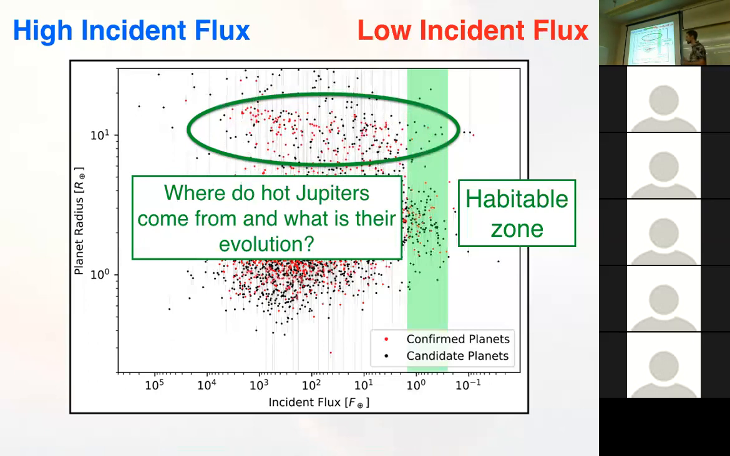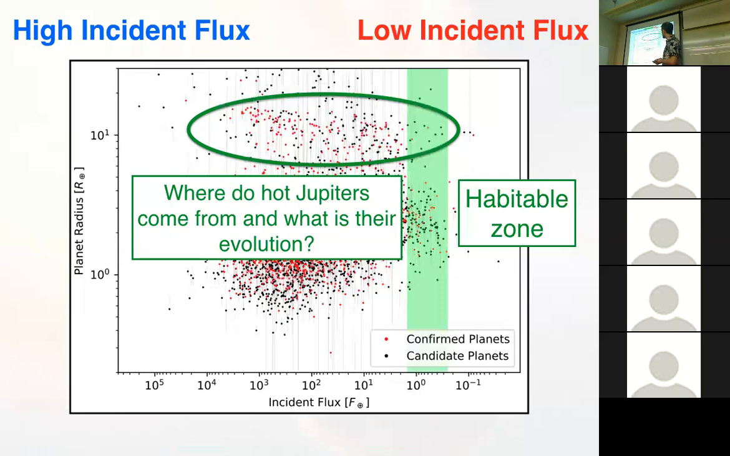We don't know how they came to where they are now. We don't know how they will evolve in the future. And it's still a puzzle as to where they actually come from. Why do we have hot Jupiters in other systems, but not in the solar system?